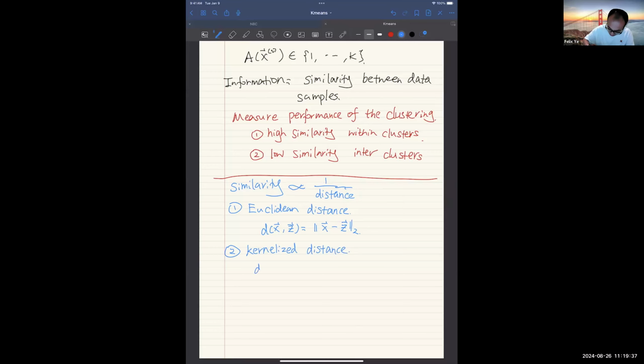So this d of x of z can be just, basically we have some nonlinear mappings and map x and z into much higher dimensions, then we calculate the 2 norms. So this could be the 2 norm of phi of x minus phi of z, but this phi is some nonlinear mappings.